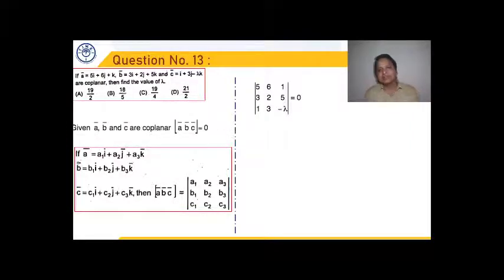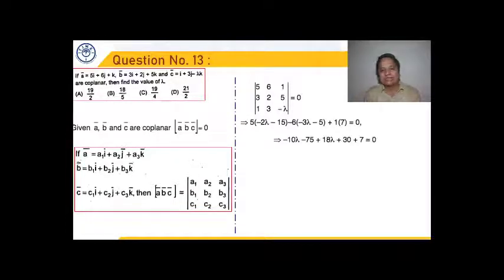Now we'll solve this determinant and equate it to 0 to get the value of lambda. Let's start with the first row. It says 5 into minus 2 lambda minus 50. Then minus 6 into minus 3 lambda minus 5, plus 1 into 9 minus 2, that is 7, and this value should be equal to 0. Now we have to solve this equation.